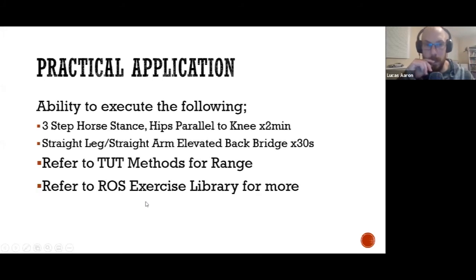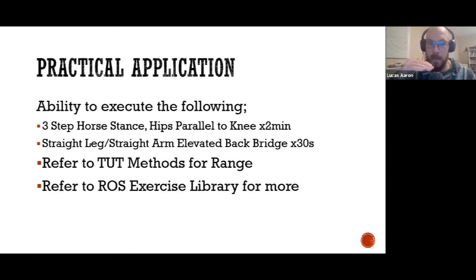Okay. So practical application for the course is the ability to execute and demonstrate that you have core competency in the 3-step horse stance with hips parallel to the knees for 2 minutes, and a straight leg, straight arm, elevated back bridge hold for 30 seconds. So shoulders stacked, straight arms, and legs straight, but legs elevated. If you did it from the floor, that's just a better demonstration of that.